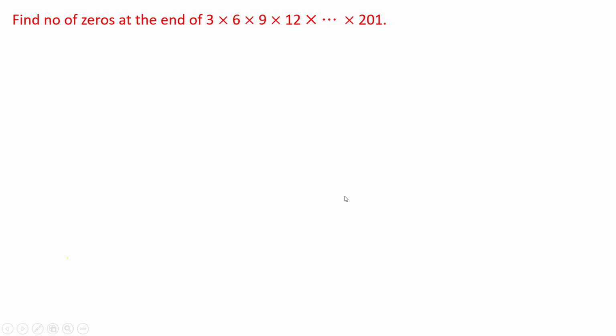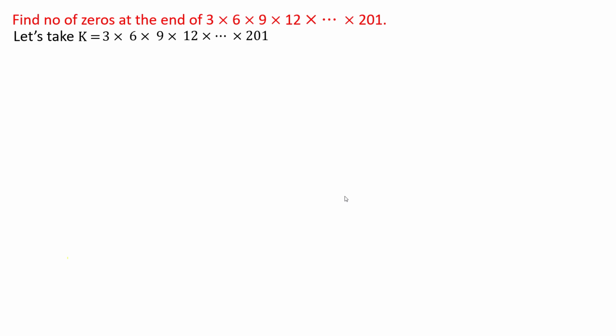Hello everyone, today we are going to start the third part of factorials in which we are going to discuss a few questions. So let's start with the first question. The question is: find the number of zeros at the end of 3 into 6 into 9 into 12 into so on till 201. Okay, so let's take k is equal to 3 into 6 into 9 into 12 into so on till 201.